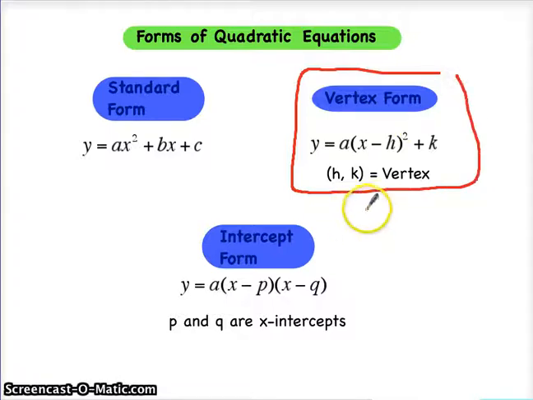If you want to quickly identify the vertex on a vertex form quadratic equation, you can really just look for what's being subtracted inside or added on the outside, because that h and k, those two numbers, will give us the vertex of our quadratic equation. We won't have to convert to standard form, and we'll deal with intercept form later. That's another form, but for right now we're just dealing with vertex form.